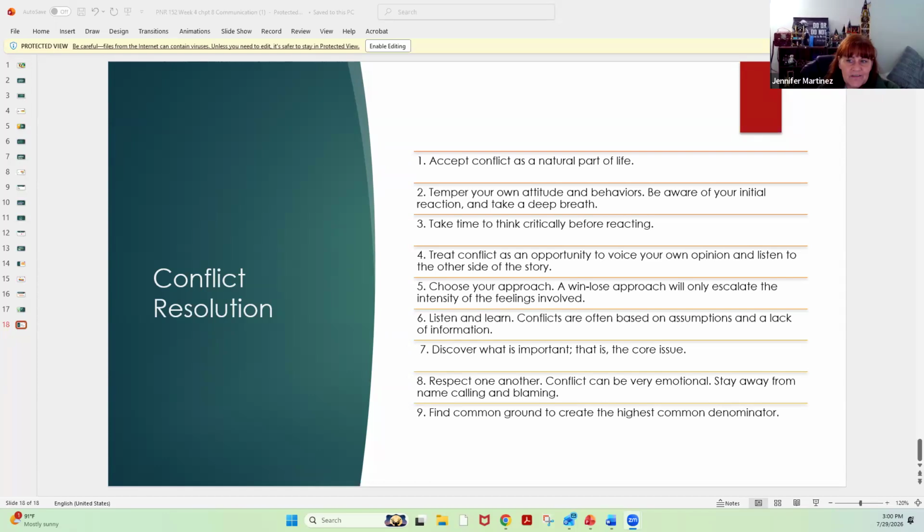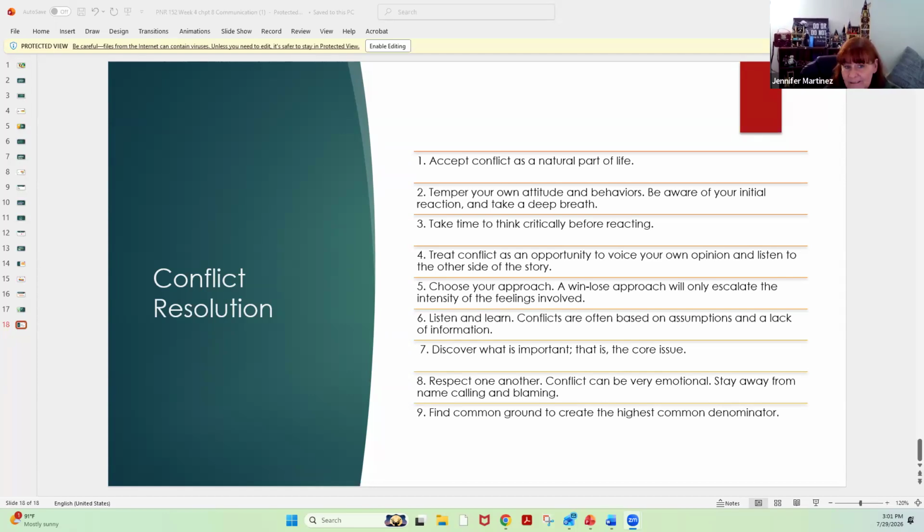Choose your approach. This is another one that we have to be careful about. A win-lose approach will only escalate the intensity of the feelings involved, right? So if you have to prove that you are right to make yourself feel better, that means somebody else is going to lose in that situation, right? And they're not going to be happy about that. So we have to kind of figure out. We know that the best choice for a solution is going to depend on the situation, but we want to have that win-win, okay?